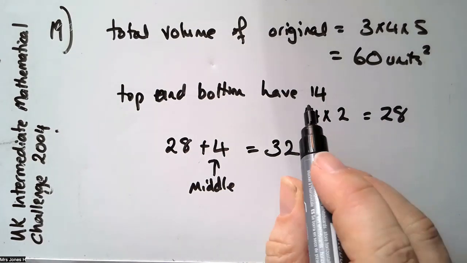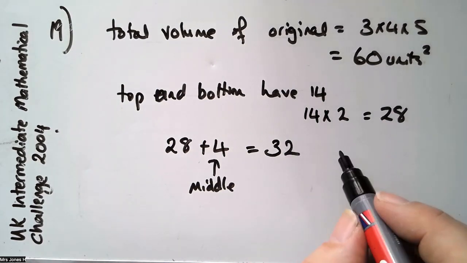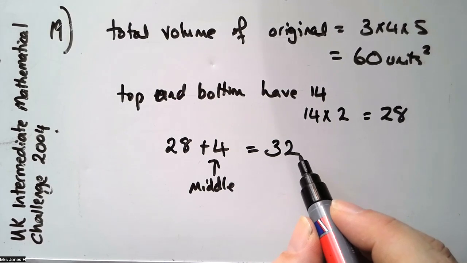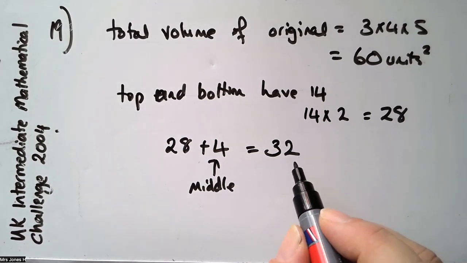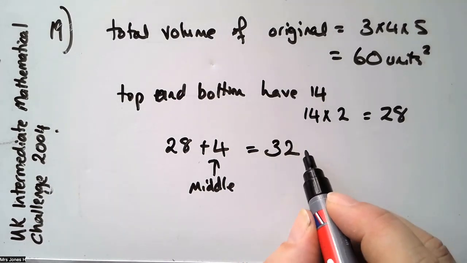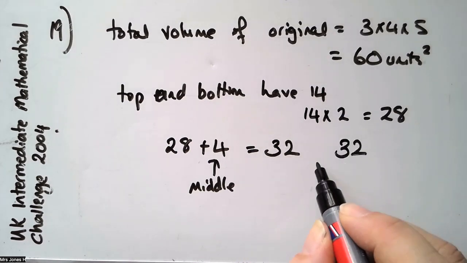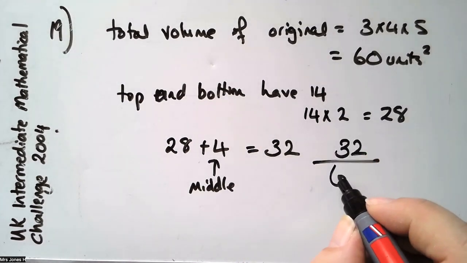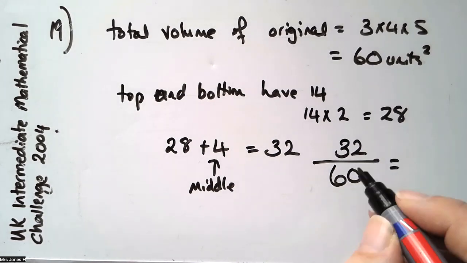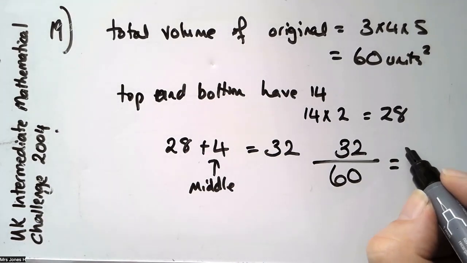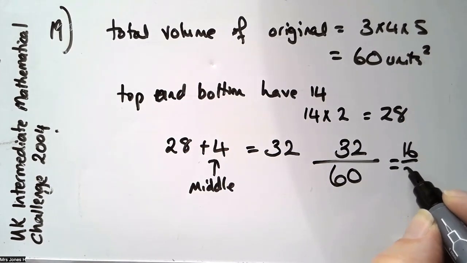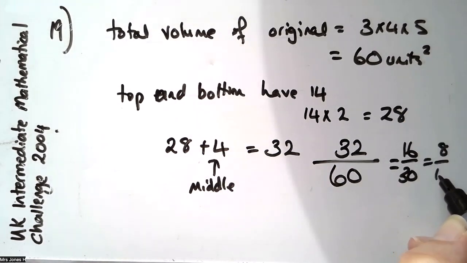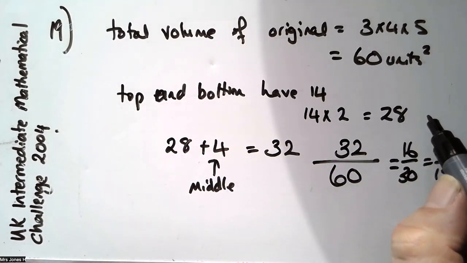And then we're looking at a fraction. So that's not the full answer. We're looking at the number of blocks, what fraction of the original cuboid remains. So this is what remains, and the original cuboid is the 60. And then we need to simplify that. And that simplifies, if you want to do it in 2 steps, 16 over 30, then 8 over 15, and that's the answer D.